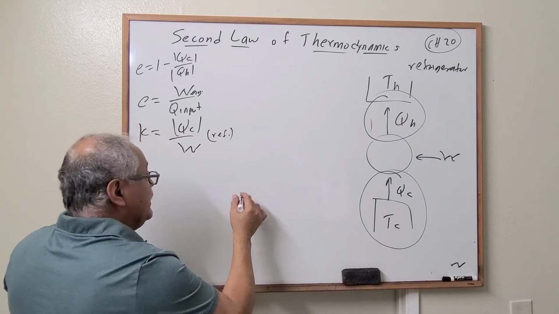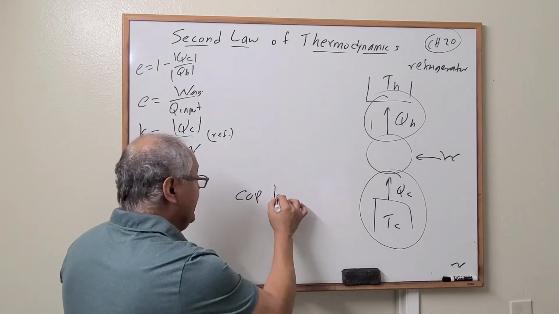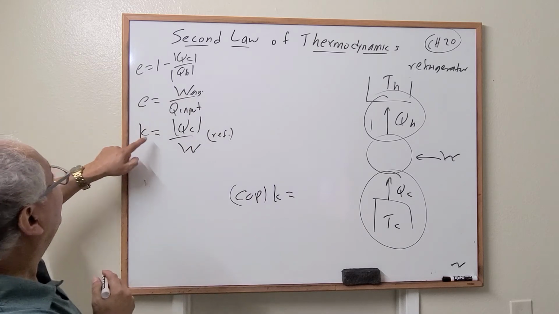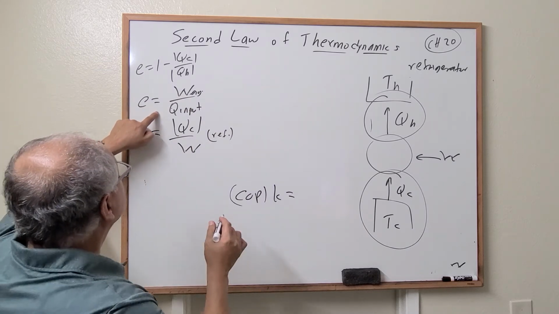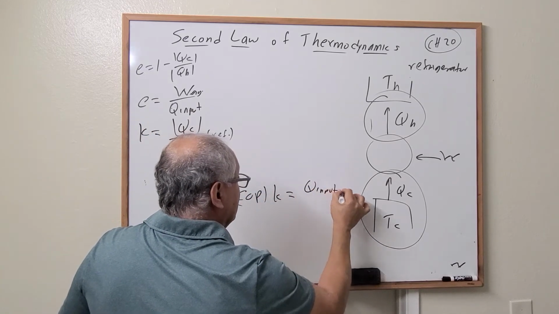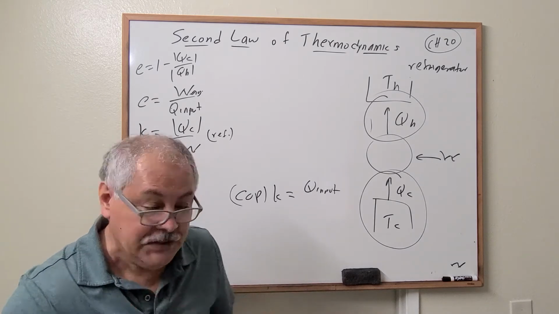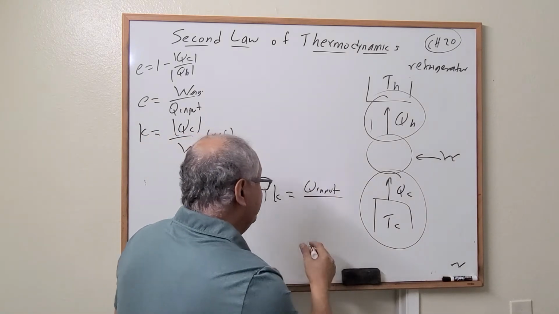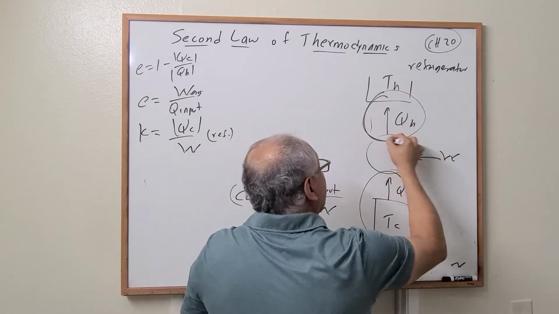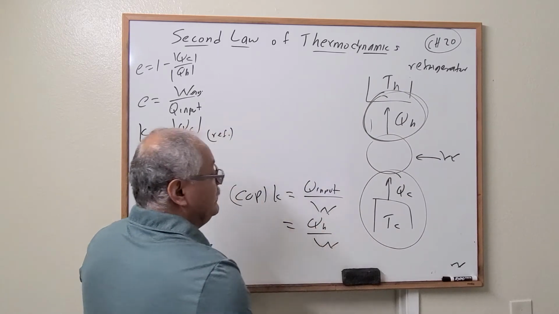The coefficient of performance for a heat pump, correct? K is equal to the same as the definition for efficiency, correct? Efficiency is now the heat input, because it's inverse to the traditional heat engine, divided by the work done. In this case, what is the input? The input is going to be this Q_H, and this is equal to Q_H over work done.